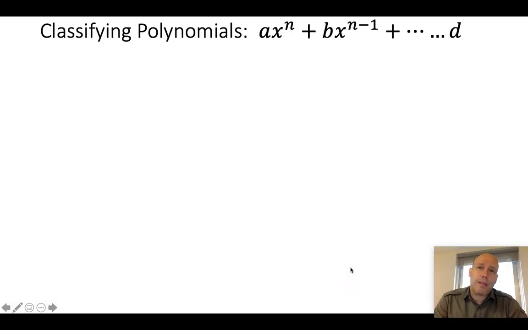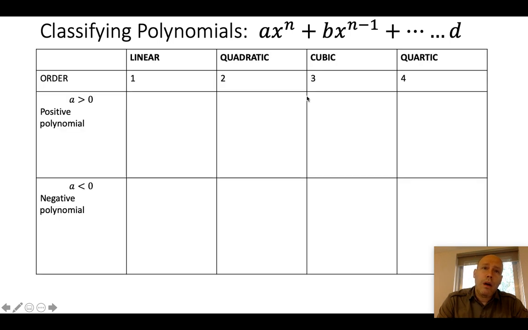So let's see. Next, classifying polynomials. We saw in the last unit a polynomial has the form ax to the n plus bx to the n minus 1, and so forth, down to the constant. We are interested in this class in four functions: linear, quadratic, cubic, and quartic. The order we know: the linear has the highest exponent of 1. With the quadratic, the highest exponent is 2. Cubic is 3. Quartic is 4.